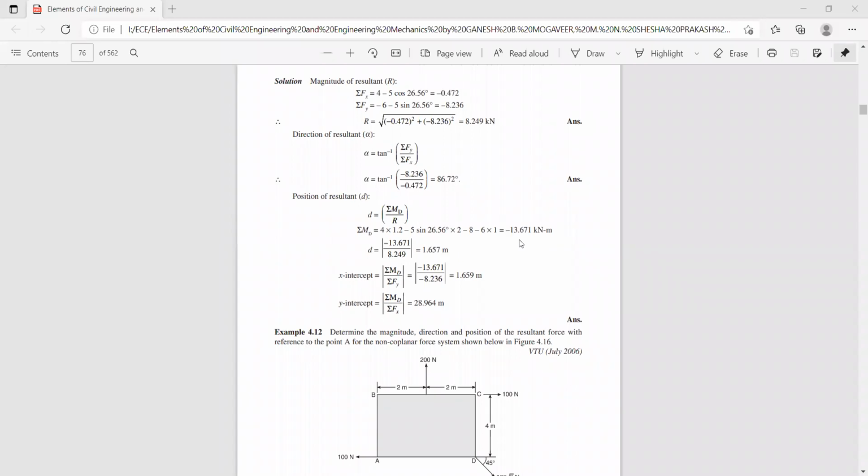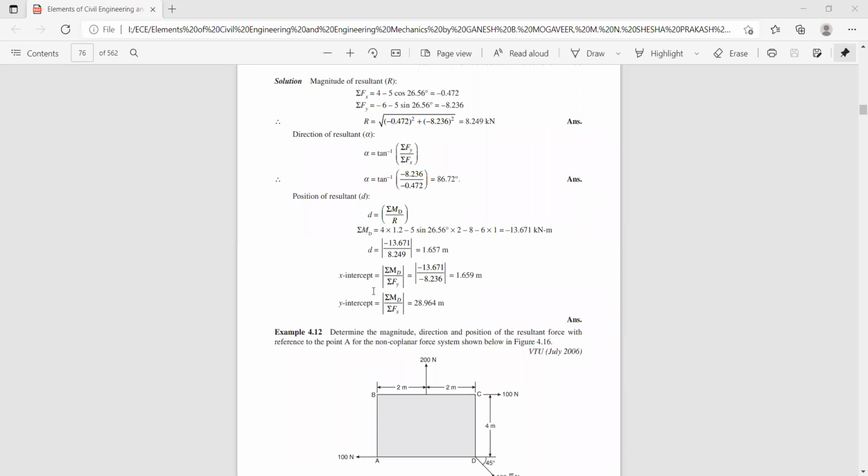Now you can check. The sum of moments is negative. That means instead of putting a negative sign, you can put this arc like this, since the sum of moments is 13.671 kilonewton meter, it is minus. So like this you can present. Now we want the position of the resultant from D. Whatever moment you have taken, sigma Md, divided by the resultant value, is about 1.657 meters.